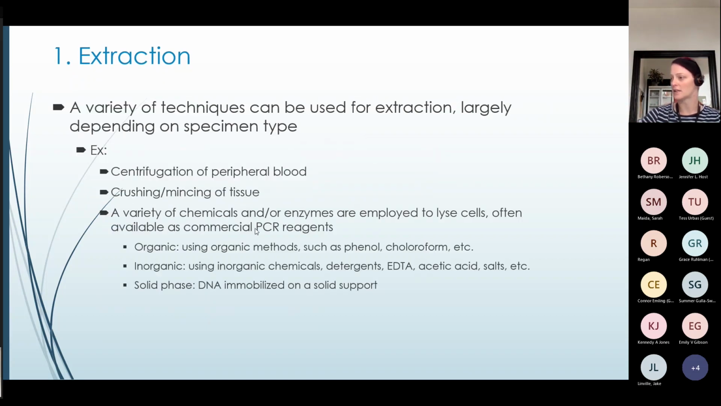A variety of techniques can be used, largely depending on specimen type. You can centrifuge peripheral blood either to get plasma or to get that buffy coat. A puffy coat, yes. Thinking winter, I almost said puffy coat. You can crush or mince fresh tissue. And then a variety of chemicals and or enzymes are employed to lyse cells, often available as commercial PCR reagents.